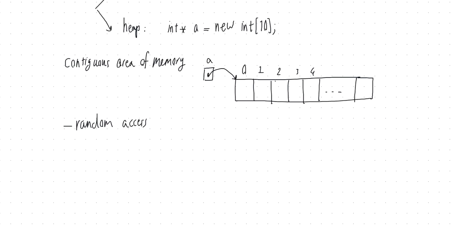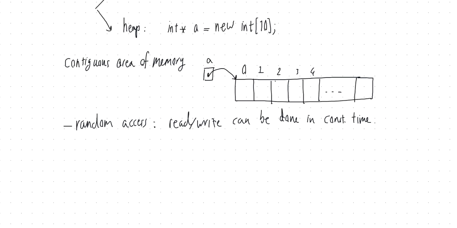Okay, so reading an element in the array or writing, changing the value of an element, is done in constant time. Okay? So let me write it down. Meaning, read and write can be done in constant time. Constant meaning independent from the size of the array.